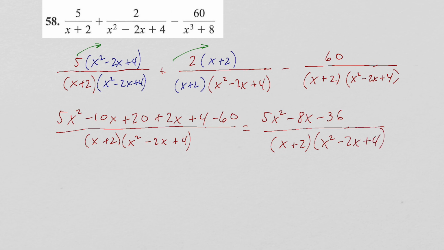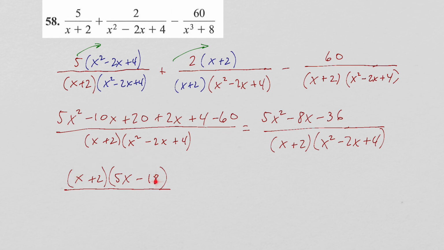Now, in order for me to see if this is simplifiable, I can see that this doesn't go into this, but this might. So I'm going to factor this, and I'm going to guess that this might be one of the factors. So when I do this, I'll have x plus 2 times, well, in my first position, I need 5x. And in my last position, I'll need a negative 18 to multiply to negative 36. This might be it. I got to double check the middle term, though.